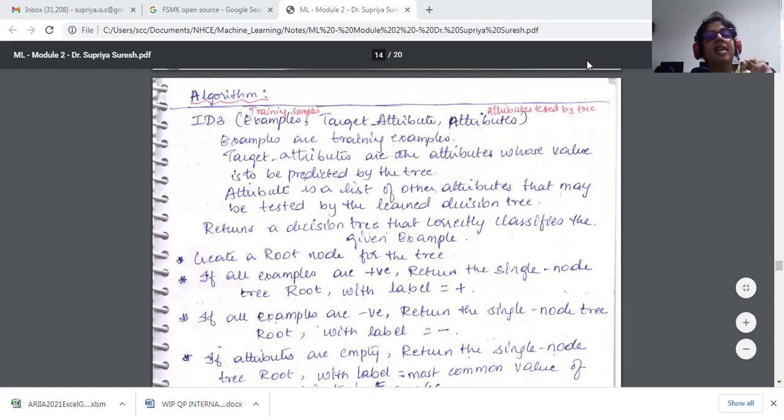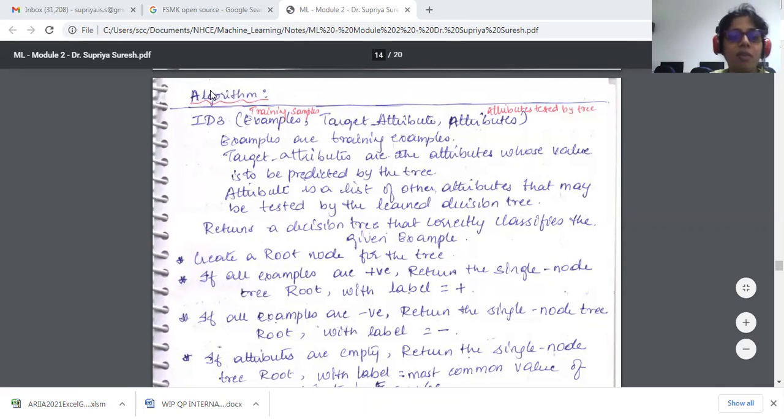The third step was calculating the gain. The gain formula was entropy minus the average information entropy, which gave us the gain value. The attribute with the highest gain was picked as our root node. This is the procedure that we have seen in our previous classes. Now we directly go into the algorithm and see what it is about.